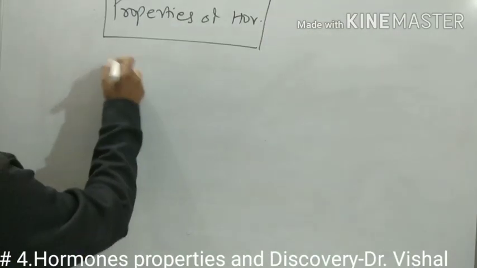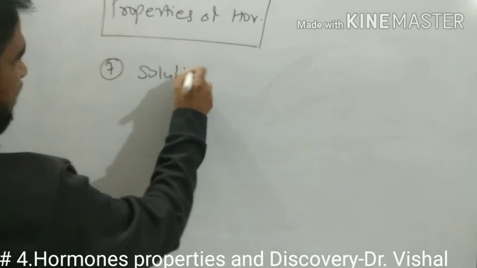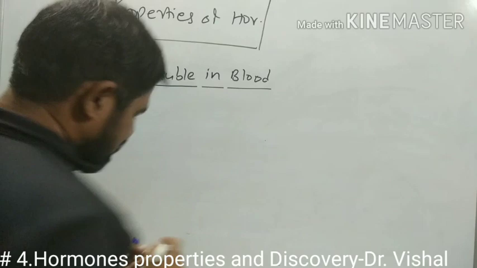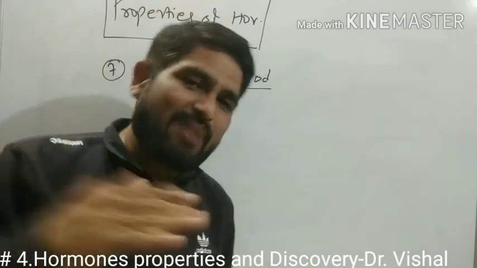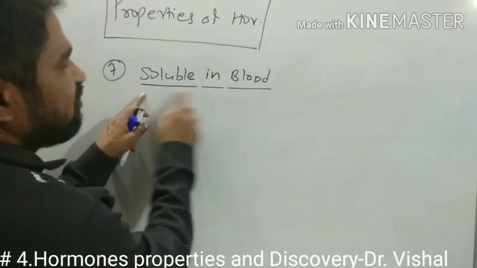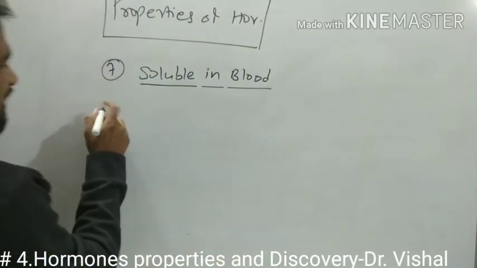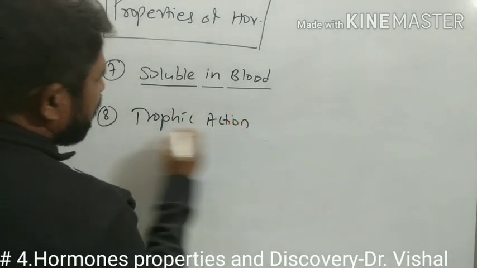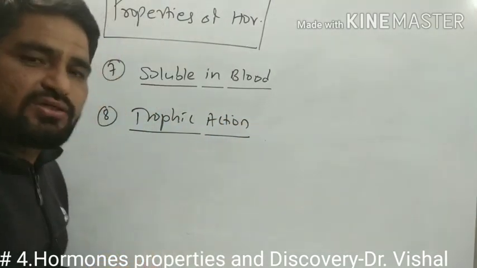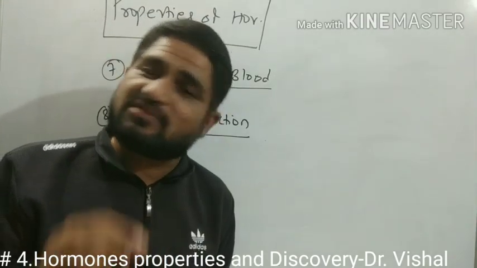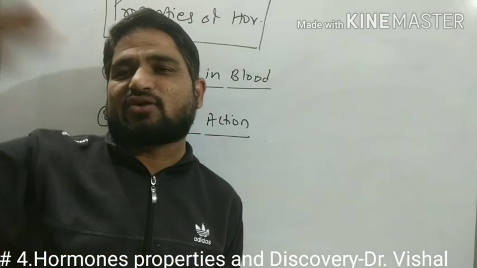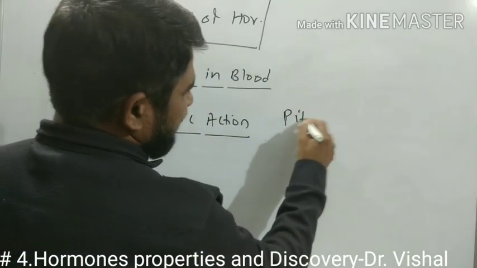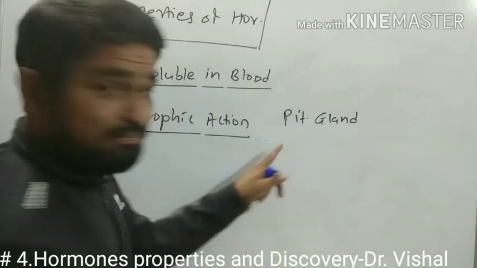Next property is, yes, hormones are soluble in blood. Naturally, you know that hormones are directly poured into the blood and they are carried by blood up to the target organ, so naturally hormones are soluble in blood. Remember, the next property is known as tropic action. So what do you mean by tropic action? Tropic action means hormones are produced at one place and they show their effect on another place, a distinct organ. Simply, you know the gland called the pituitary gland.